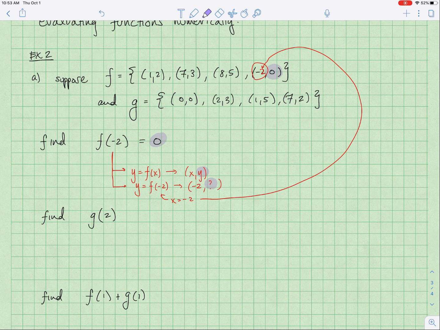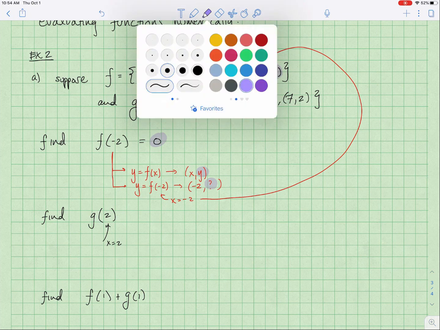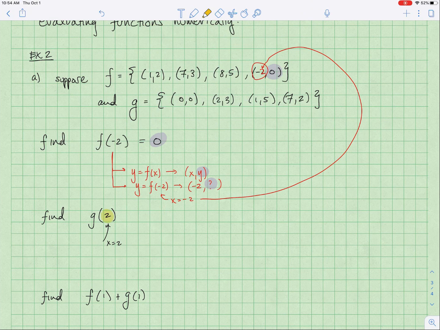Anyway, what I'm getting at is students who have a hard time in this section just don't spend any time learning the notation. So, what's g of 2? Well, again, the x value is 2, and this is for the g function. So we want to go find out where x is 2 for g, and we want the y value that goes with it. And in this case, that turns out to be 3.